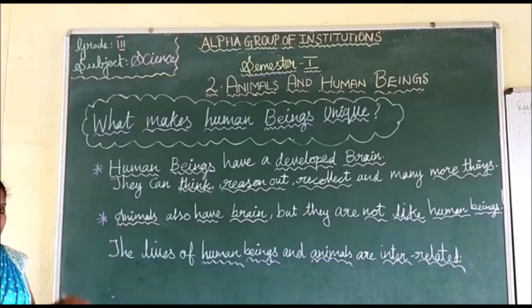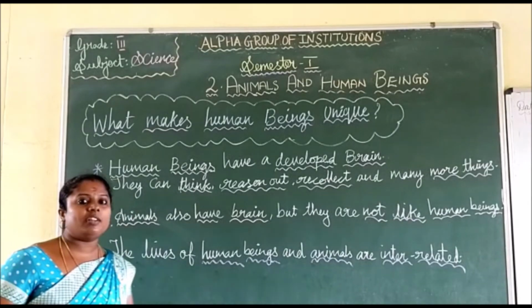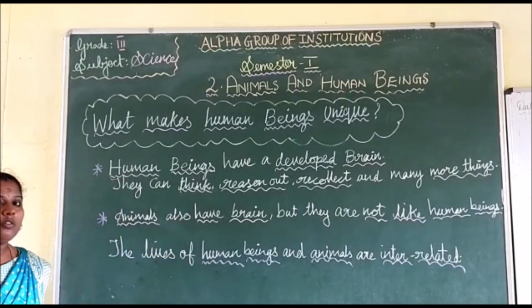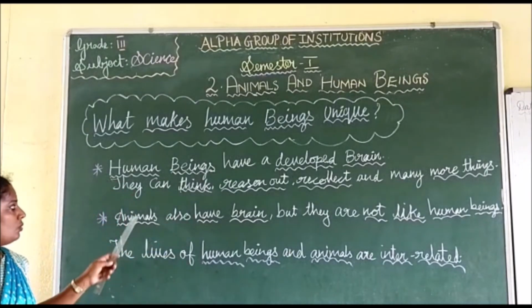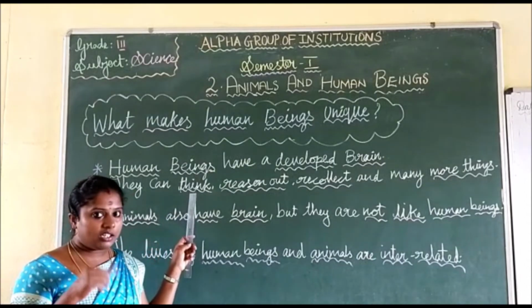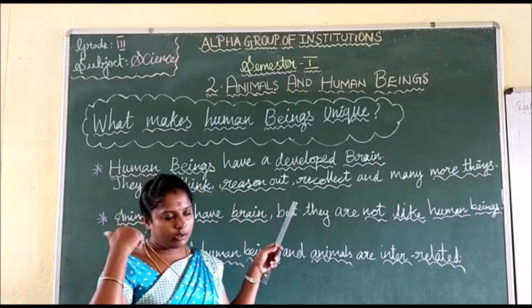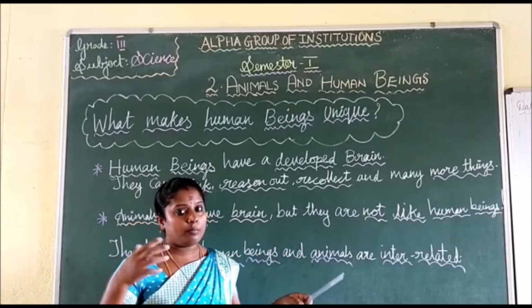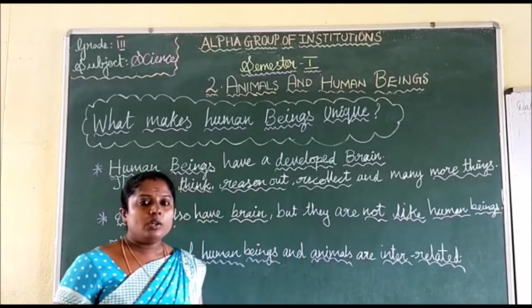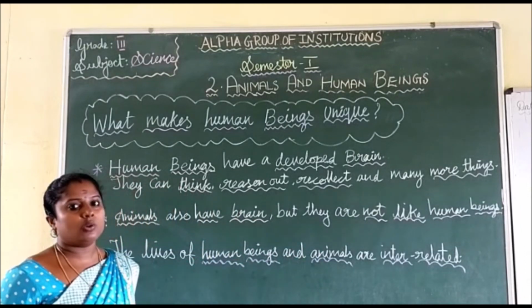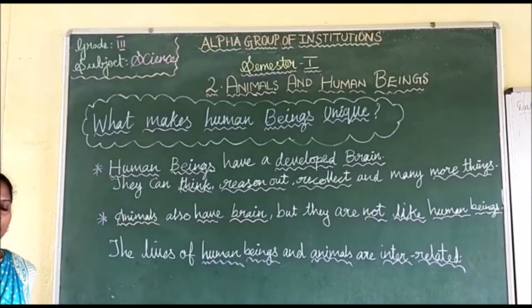Human beings have a developed brain. Animals also have a brain, but it is not developed like human beings. The developed brain of human beings is used to think. You are thinking, then reasoning out, finding the reason, then recollecting, remembering the information and many more things we are doing. So the human beings are unique when compared to other living things in the world.